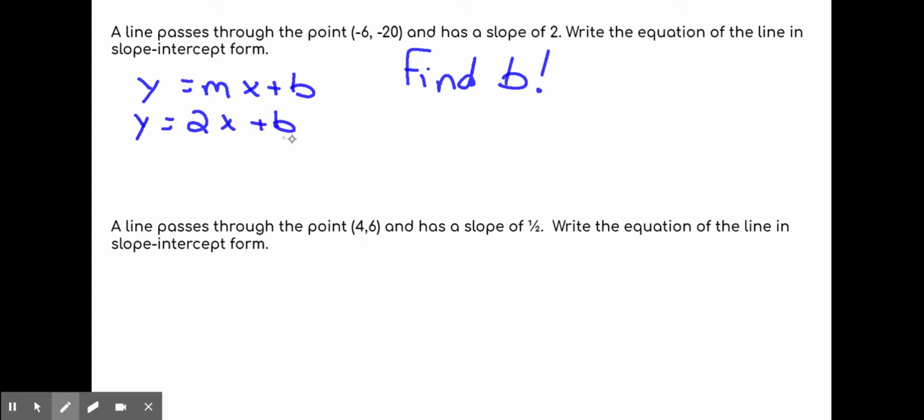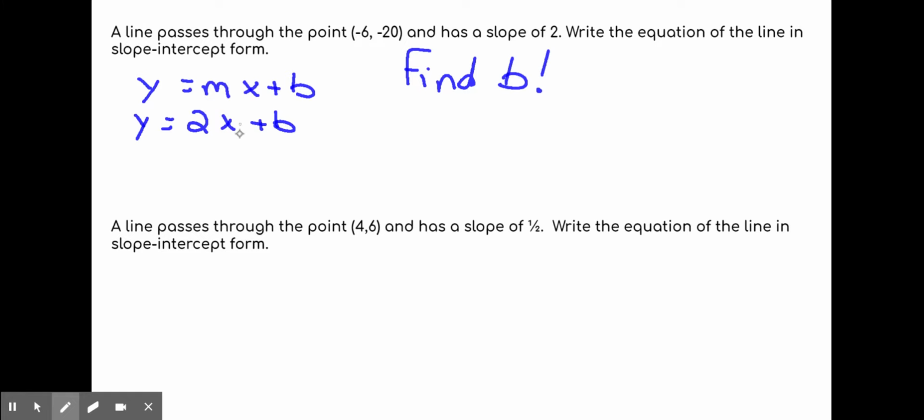They gave us a slope. We don't have the y-intercept. Well, how on earth are we going to find it? Well, we're going to find it from this point. This point is a point on this line, right? Every point on this line has to satisfy this equation.